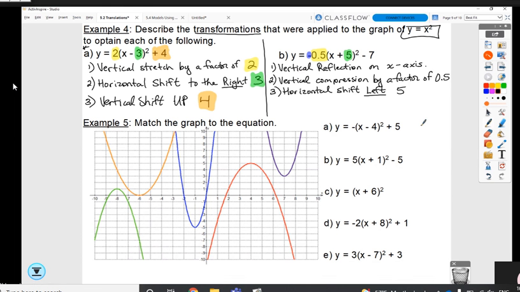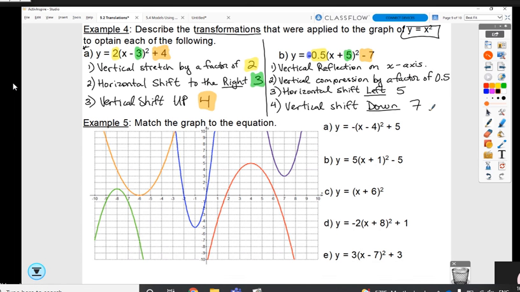And lastly, it's almost like you get 10 of these. You're like, oh, okay, thank you. This minus 7 here is a vertical shift down. We know it's down because it's negative 7. We'll say down 7 units. Okay, great.